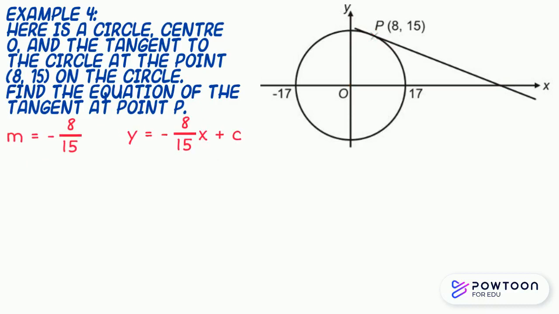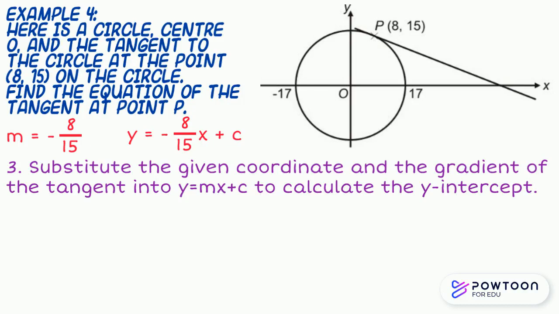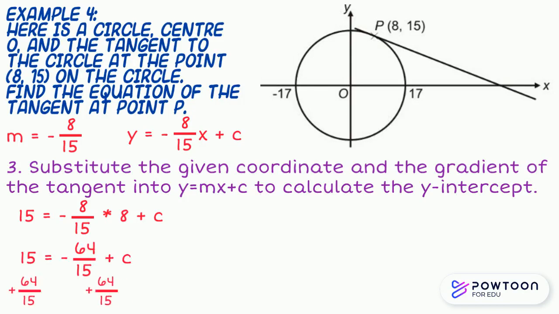Step 3, we're going to substitute the given coordinate, which is (8, 15), and the gradient of the tangent into y equals mx plus c. So looking at it, we've got 15 is equal to -8/15 times 8 plus c. We need to solve for that c value, so we're going to simplify the right side first. Because we have a -64/15, we are going to add it to cancel that out.